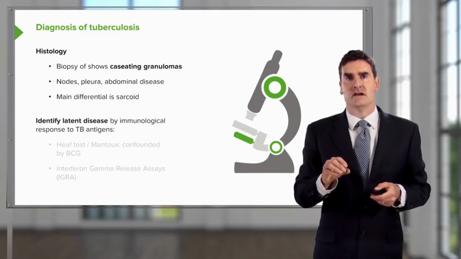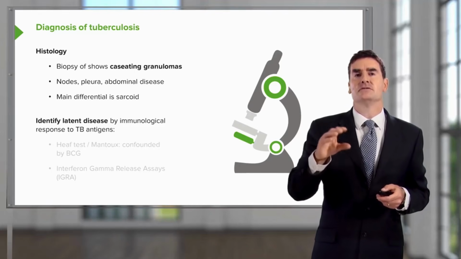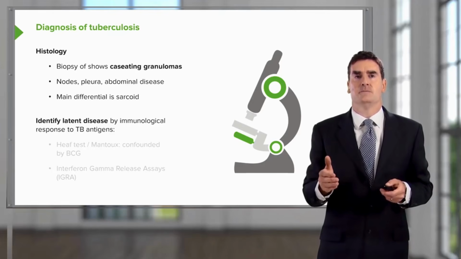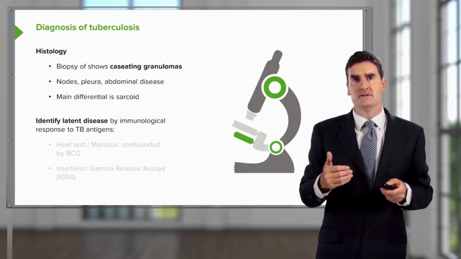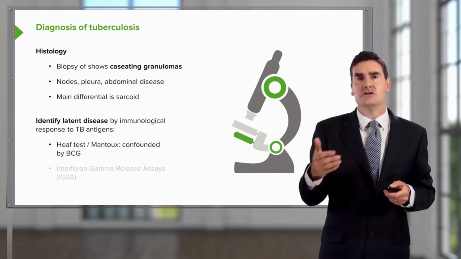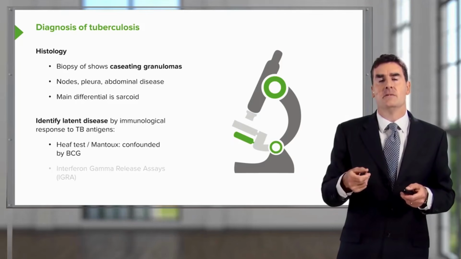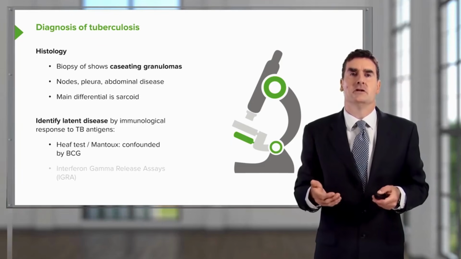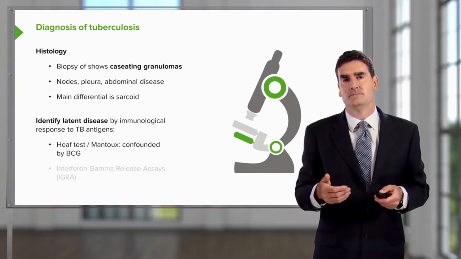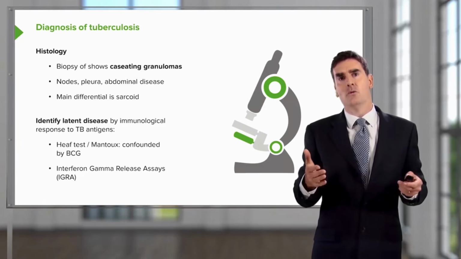We also use immunological testing, and what we use that for is to identify patients who've previously been exposed to or infected with tuberculosis, and this therefore identifies latent infection. And we have two different methods for testing for that. One is the Heaf test or Mantoux test, where we inject a mixture of tuberculosis antigens into the skin. And in patients who've previously been exposed to tuberculosis, that will stimulate an immunological reaction and a painful lump will form there.